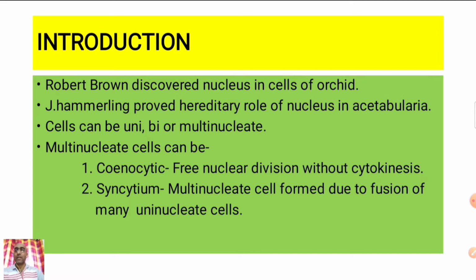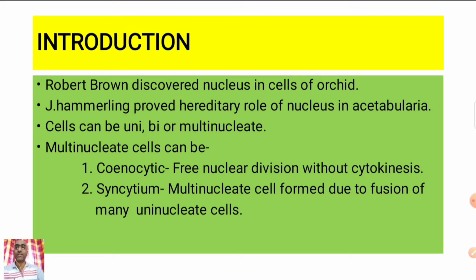Now depending upon the number of nuclei present in a cell, cells can be uninucleate, binucleate or multinucleate. Got it? If there is a single nucleus, then we call the cell uninucleate. If there are two nuclei, then binucleate, and more than that we call multinucleate cells.